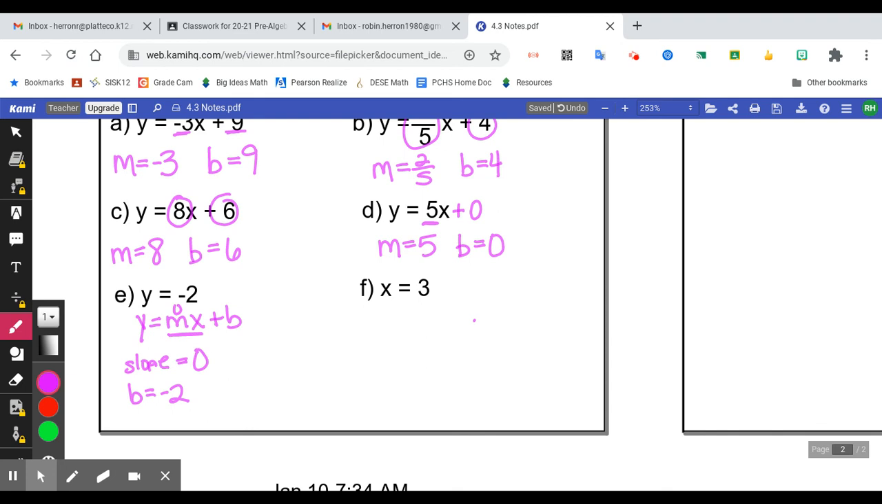Okay? Then just like on our graphs, same thing here. If x equals 3, that means there wasn't a y to start with. So if I'm trying to get to y equals mx plus b, that would mean that we have an undefined slope. And my b, or my y-intercept, would be none. There wouldn't be one because it would be going vertical.